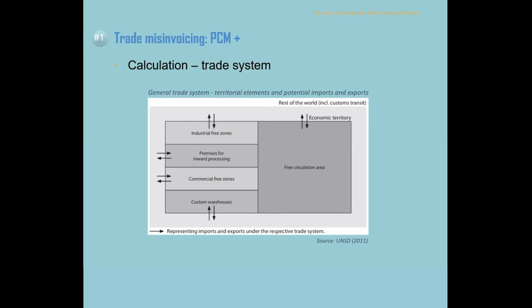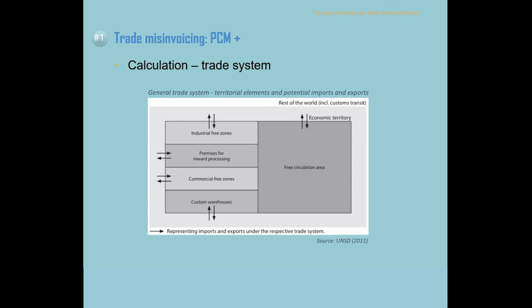When statistical territory is the same as economic territory, then we say we have a general trade system. This is the case here in the slide. So we have an economic territory, this square, that includes the free circulation area, industrial free zones, premises for inward processing, commercial free zones, and customs warehouses. All of this is economic territory, and all of this is also statistical territory.